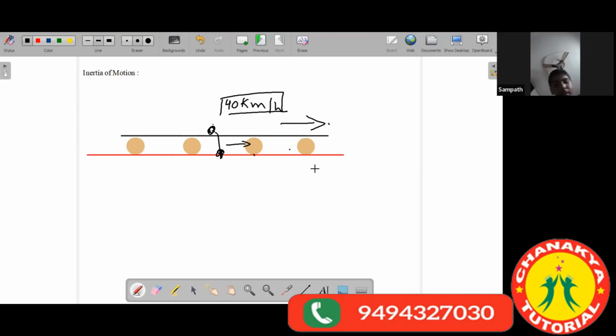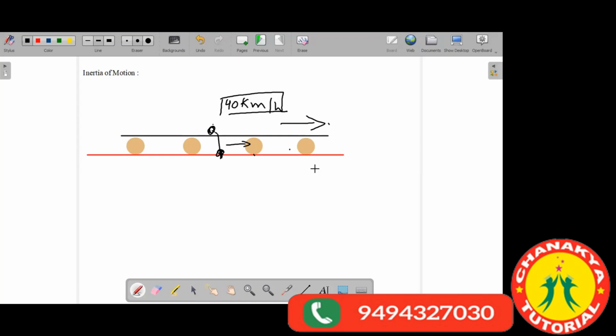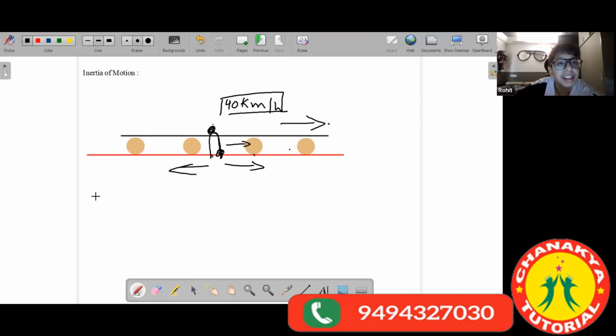So, okay, my question is, if I throw my ball or whatever out of this window, in which direction will it move? Should it move in the forward direction or in the backward direction, or will it fall at the same place? Sir, it will fall at the same place.